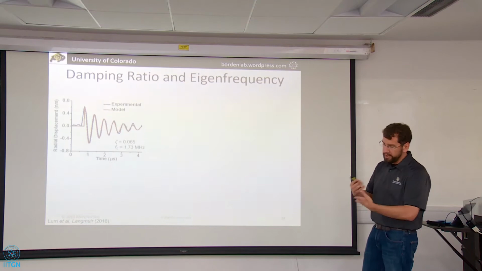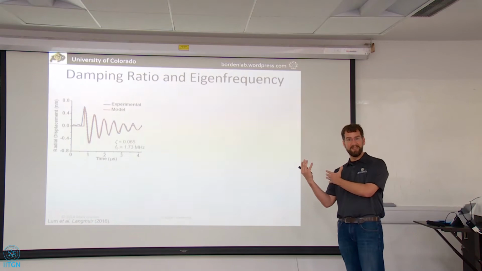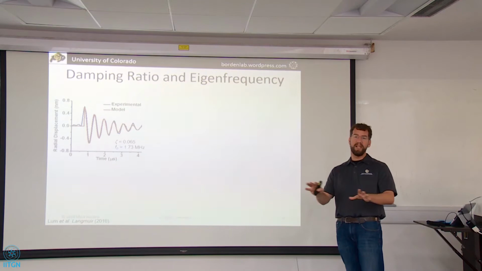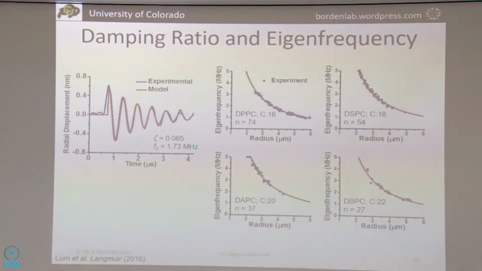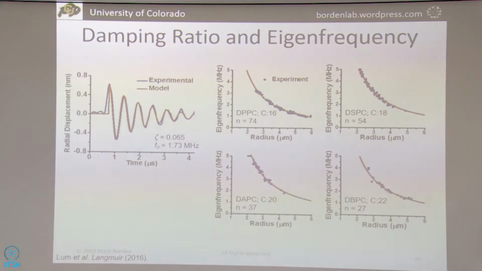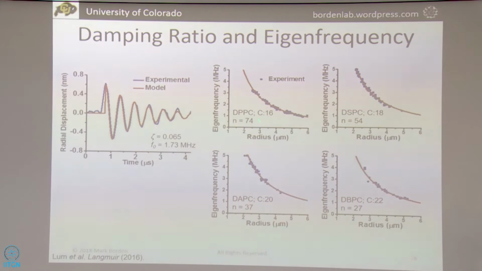We did show that you could use these for photoacoustic imaging, but I got much more interested when we were actually getting physical information out of it, because this is information that can help us engineer bubbles outside of the photoacoustic realm. So these are individual plots. This is eigenfrequency. For each bubble you watch its ring down, you can fit it, you can get an eigenfrequency and a damping ratio. So each one of these dots is a separate bubble, and we have different lipids, so DPPC, DSPC, etc. C16 to C20, all saturated.